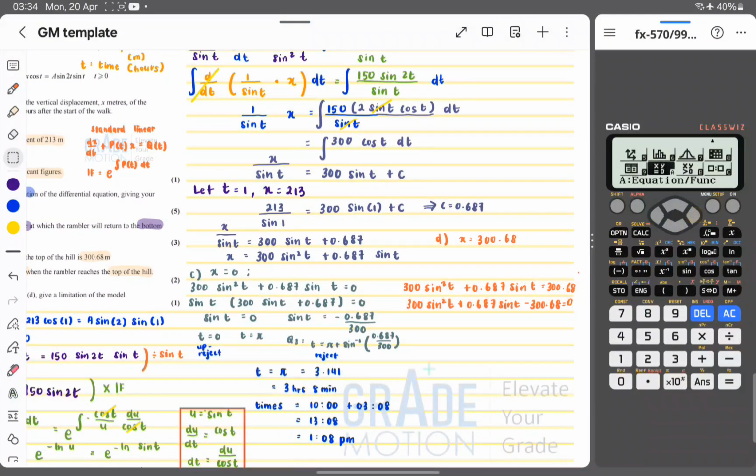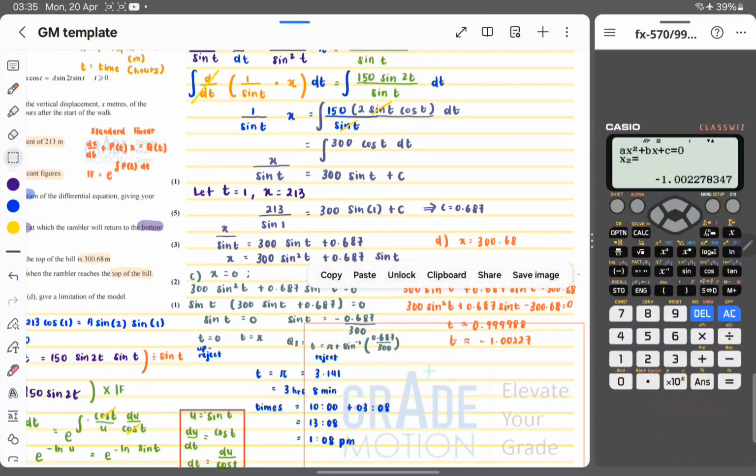Menu, equation, polynomial, degree 2. 300, 0.687, negative 300.68. Okay, the first value is, I would say, 0.999988. And the other one is negative 1.00227. So this one would be sine t and this one would be sine t. But the second value would be rejected because it's more than 1.